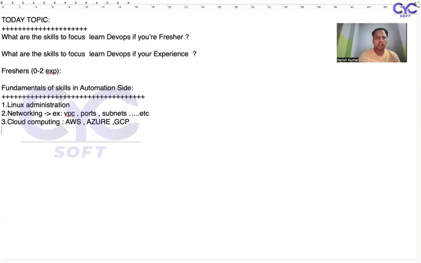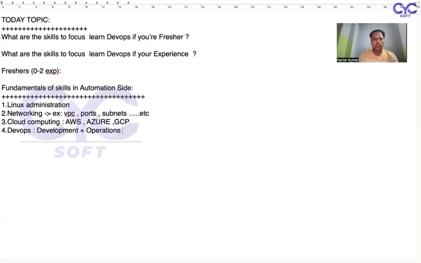The next one is DevOps tools: development plus operations. You need to learn development plus operations, but most freshers go with the operations side only, because they will work on the tools. If you become a good DevOps engineer, you can go with the development side also in future. That should be experience level focused.